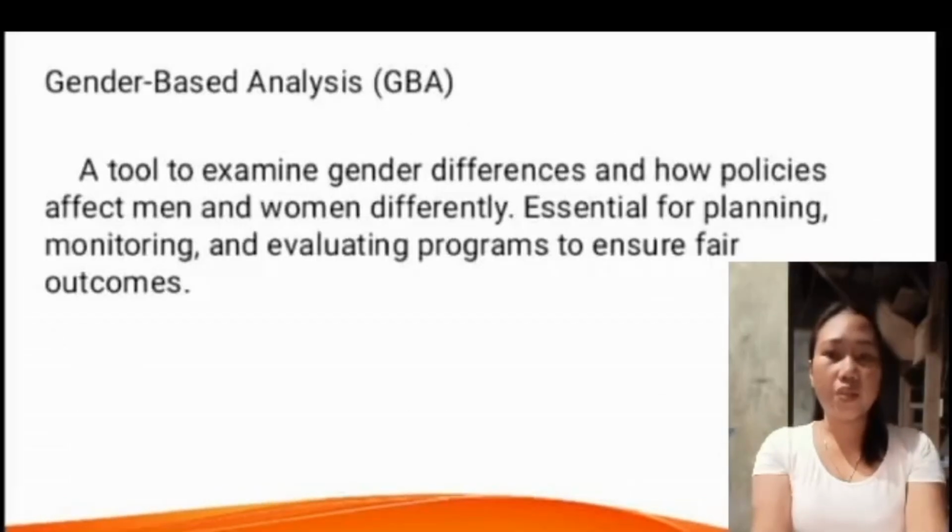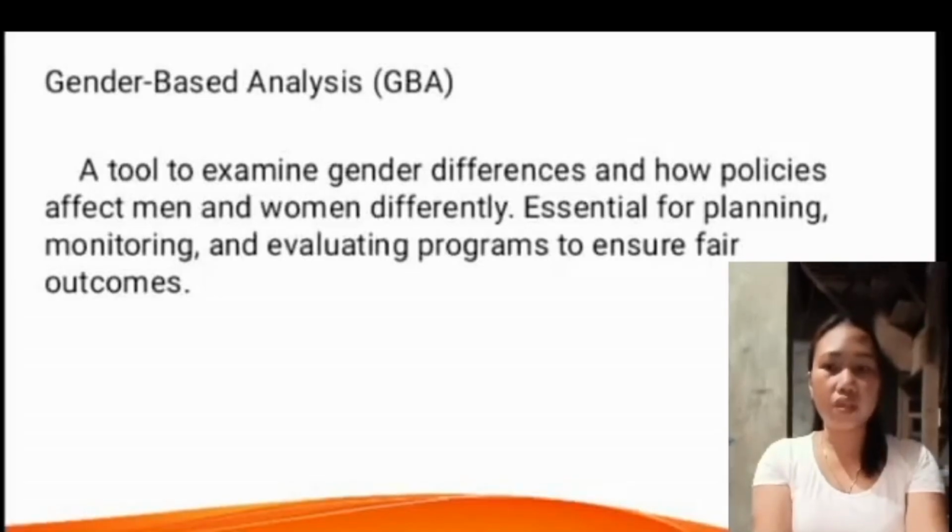Gender-based analysis, or GBA. A tool that examines gender differences and how policies affect men and women differently. Essential for planning, monitoring, and evaluating programs to ensure fair outcomes.